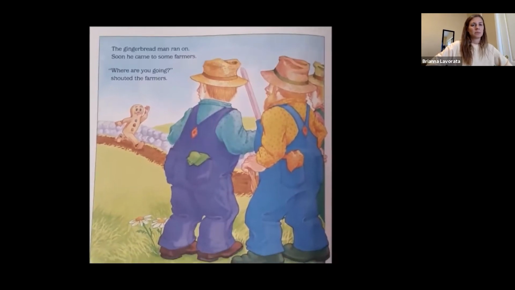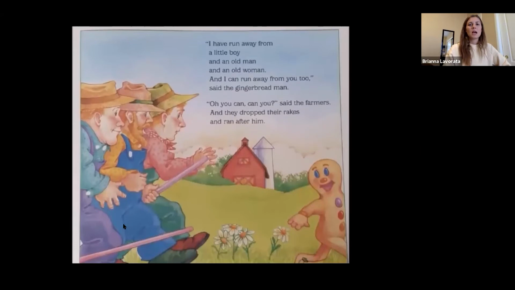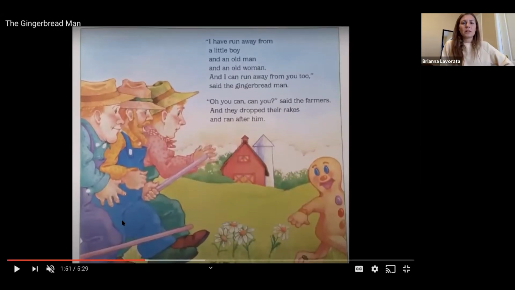Soon he came to some farmers. "Where are you going?" shouted the farmers. "I have run away from a little boy and an old man and an old woman, and I ran away from you too," said the gingerbread man. "Oh, you can? Can you?" said the farmers. And they dropped their rakes and ran after him.